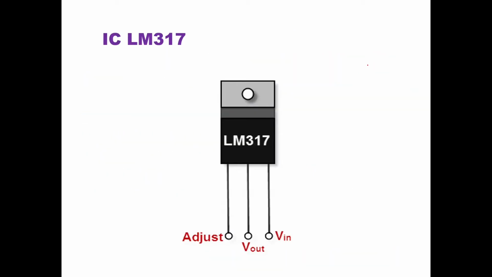Practically, the LM317 looks like this, where the first pin is called the adjust pin. Second pin is the output voltage, and the third pin is the input voltage. Okay. So this is how your LM317 IC looks.